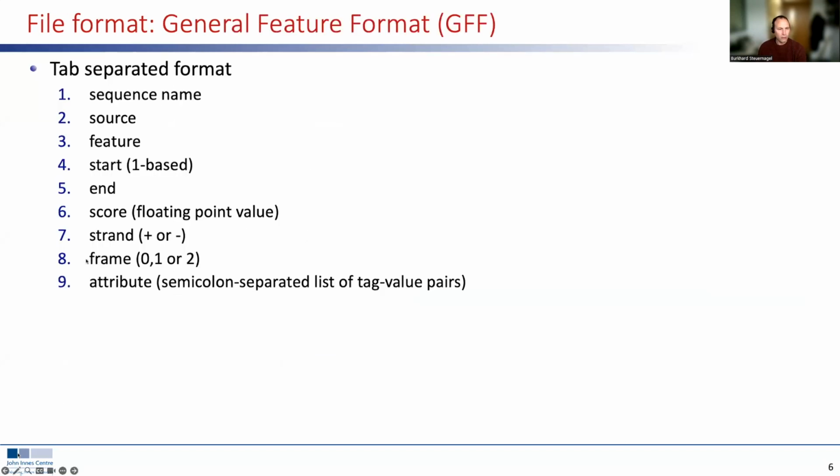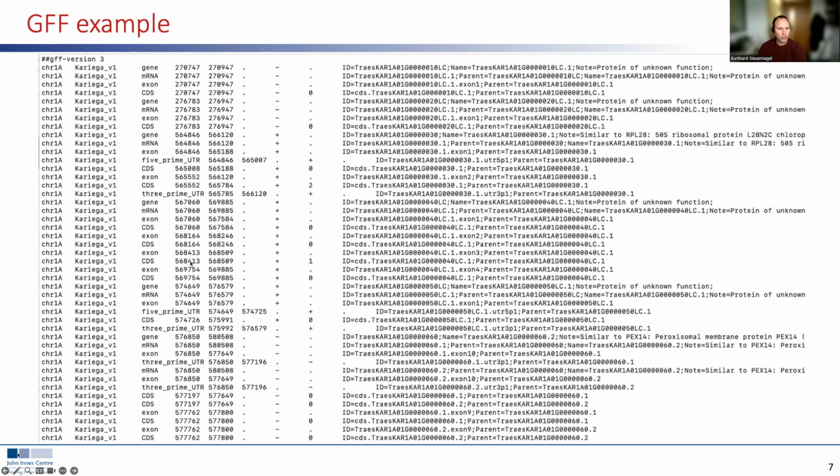And then we have a frame. So for a protein translation, it can start by the first nucleotide, by the second, or by the third. And the phase is being displayed here, which is 0, 1, or 2. So if it starts on the first nucleotide in a sequence, there would be a 0 here, and so on.